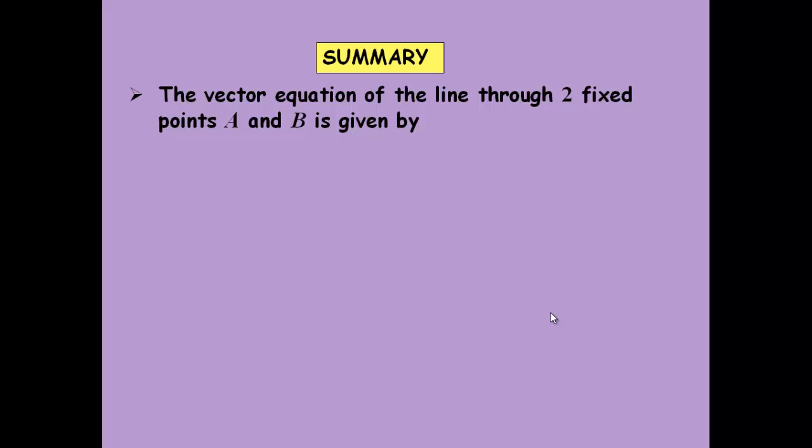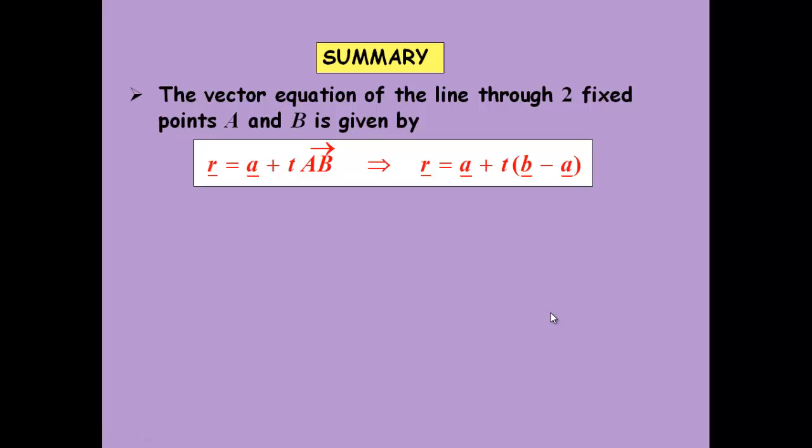So to summarise, the vector equation of a line through two fixed points A and B is given by this equation, which we can calculate like this.